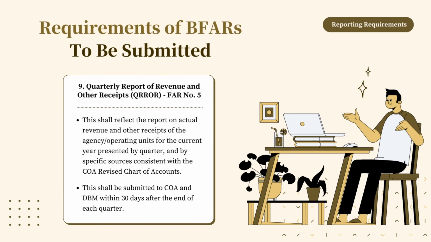Moving on to the last requirement, which is the quarterly report of revenue and other receipts, also known as the FAR number 5. This shall reflect the report on actual revenue and other receipts of the agency or operating units for the current year, presented by quarter and by specific sources consistent with the COA revised chart of accounts. These shall be submitted to COA and DBM within 30 days after the end of each quarter.